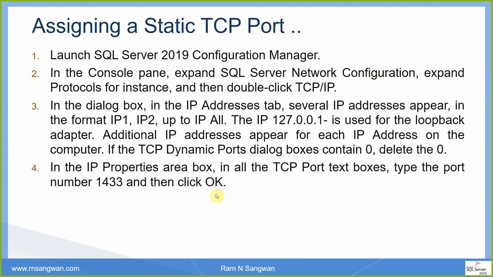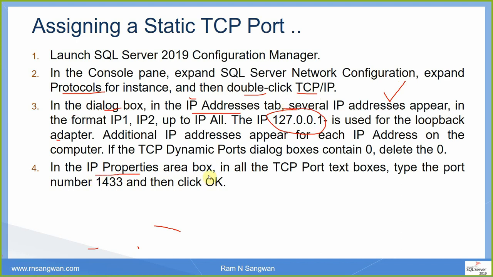How do we do that? Launch the Configuration Manager. In the console pane, expand SQL Server Network Configuration, expand Protocols, and then double click TCP/IP. In the dialog box, in the IP Addresses tab, all IP addresses appear. If you notice, IP1, IP2, and all. In fact, the local loopback IP was also available.